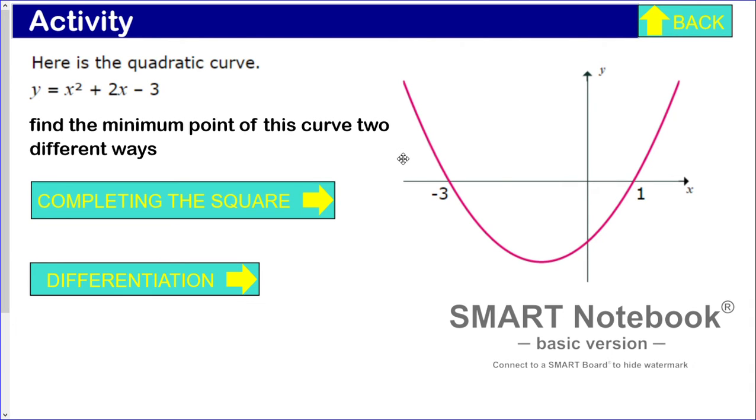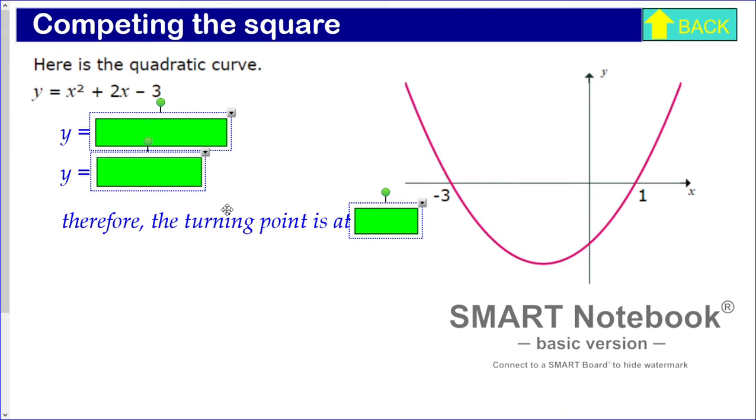We're going to find this minimum in two different ways. In the past, you would have seen completing the square before differentiation. So we're going to find the minimum by completing the square. Let's have a look. So here's the curve. To complete the square, we only worry about the first two terms in the quadratic, x squared plus 2x. We're going to complete the square on these two terms.